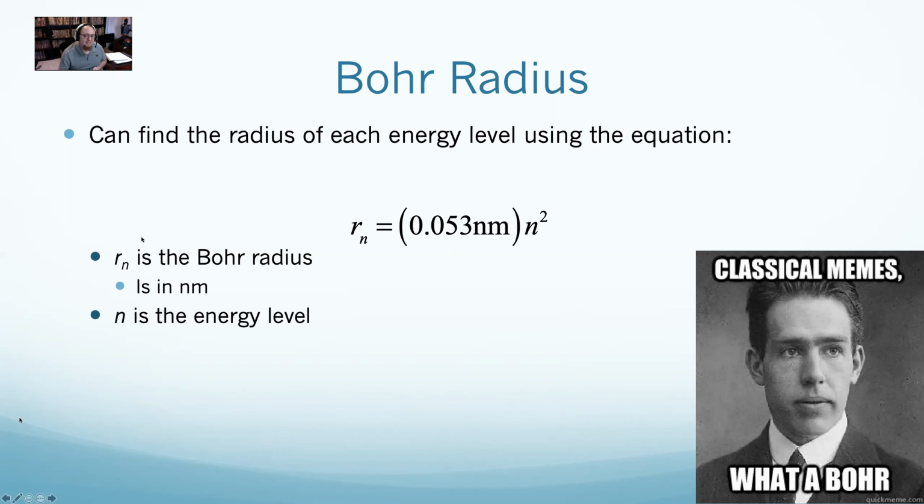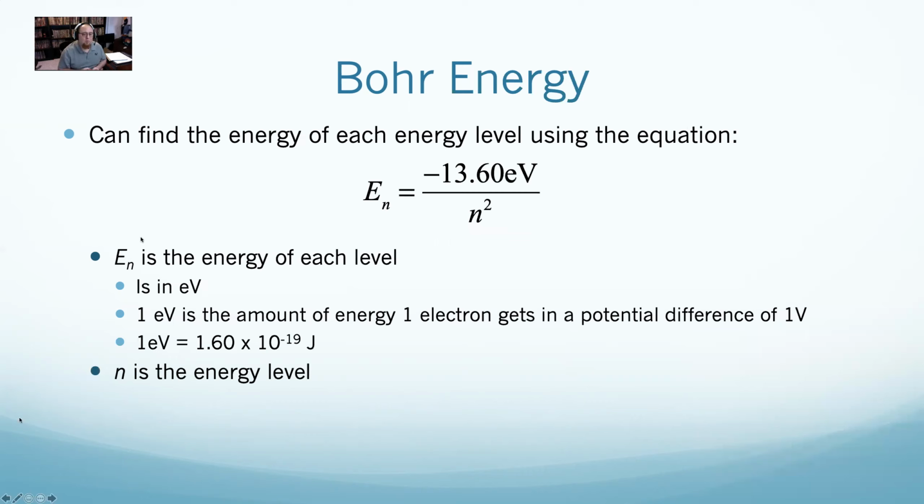He also mathematically solved for the energy of each energy level. Once again, he proved it mathematically and then compared it to the experimental data. And said the energy of an electron in each energy level is negative 13.6 electron volts divided by n squared, where n is the energy level. And as I said before, one electron volt is the amount of energy one electron gets from a potential difference of one volt. One electron volt is equal to 1.6 times 10 to the negative 19 joules. And these equations will say the radius and energy of an electron in each energy level.